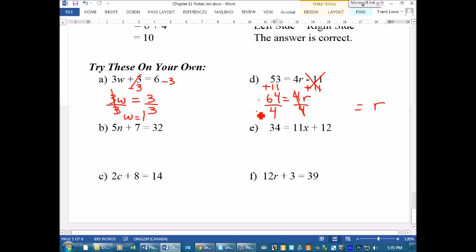64 divided by 4 is, what is it? 32, 16. Isn't it? 40, yeah, 64. Okay, so r is 64.